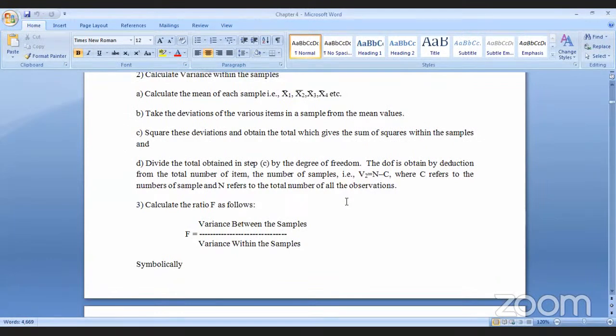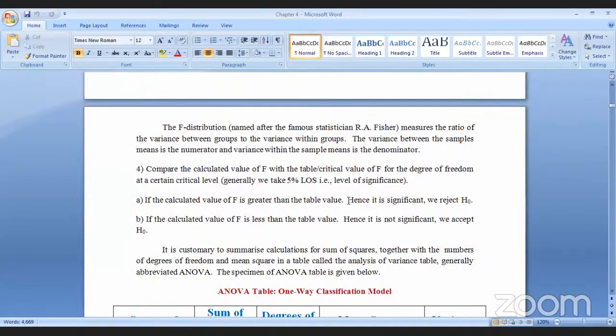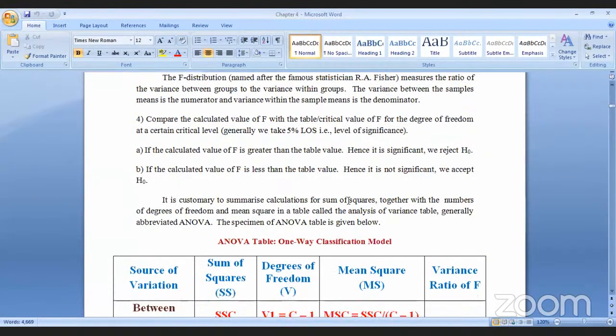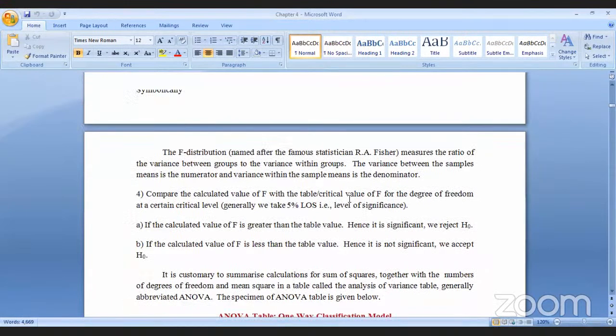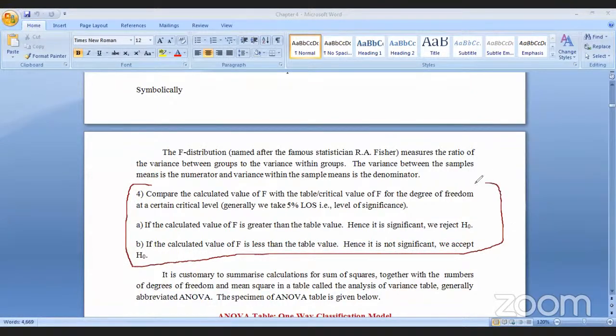So this is the important one, that is, calculate the ratio of F as follows. F is equal to the variance between the samples and the variance within the samples. Symbolically, we can say the variance between the samples and the variance within the samples. So here the important thing is, see, compare. These steps are very important.